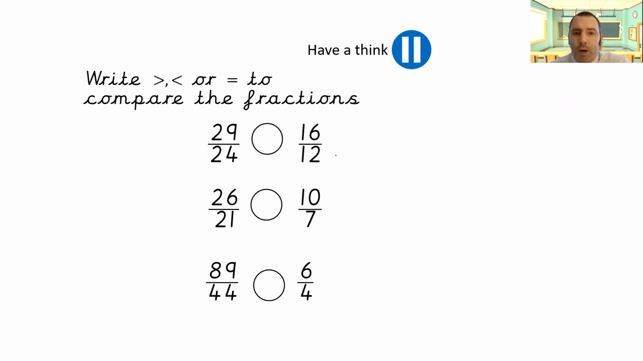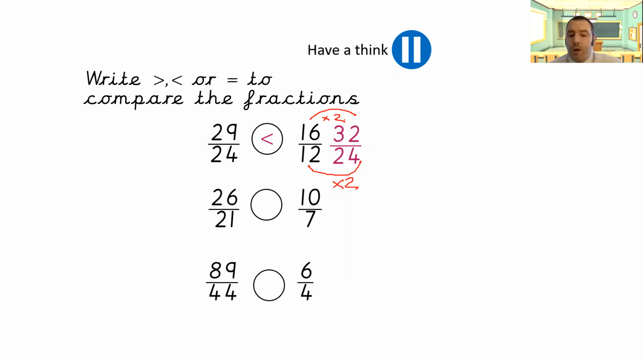What can I multiply 12 by to make 24? I can multiply that by 2. And what I do to my denominator, I also need to do to my numerator. So that brings my fraction to 32 over 24. And now remembering, where the denominators are the same, the greater the numerator, the greater the value, or the greater the fraction. 32 is greater than 29. So 29 over 24 is less than 16 over 12.